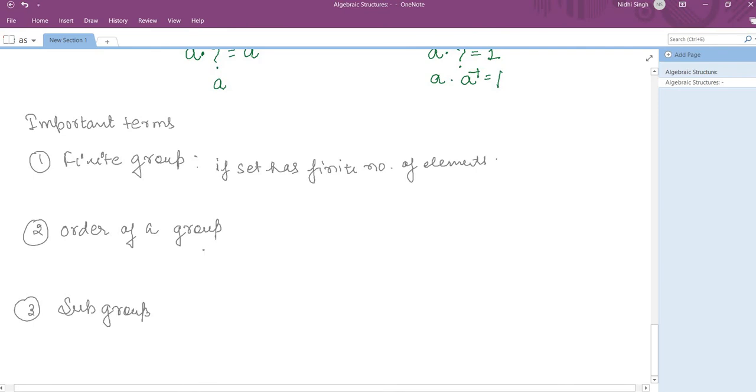What is the order of a group? Order of a group means the number of elements present in the set, and it is represented by order of group G. So suppose your set has an infinite number of elements, in that case the order is also infinite, right?